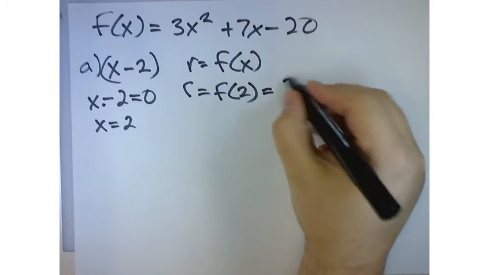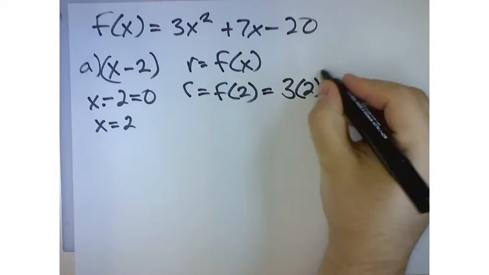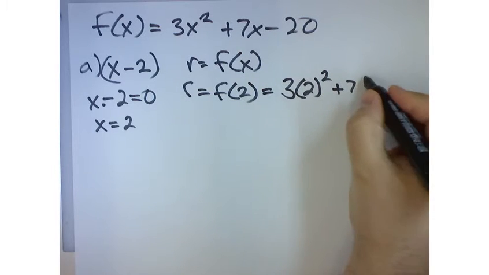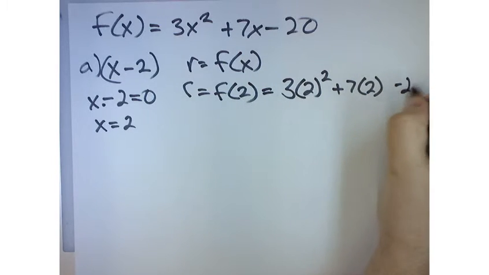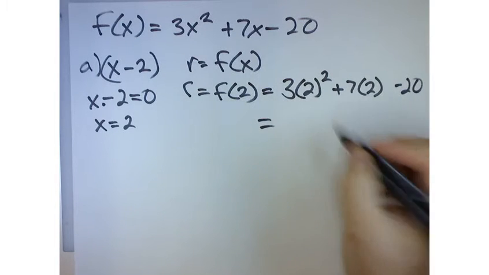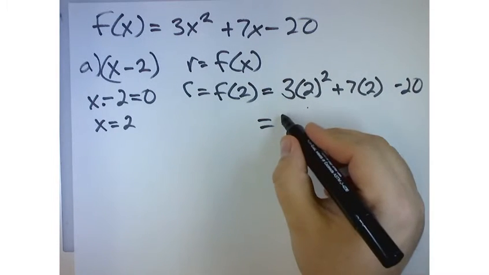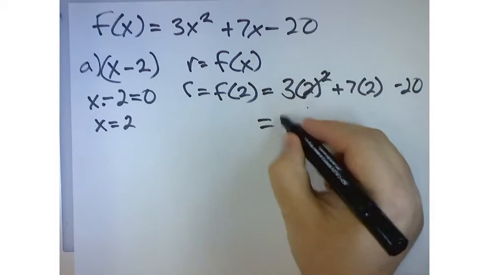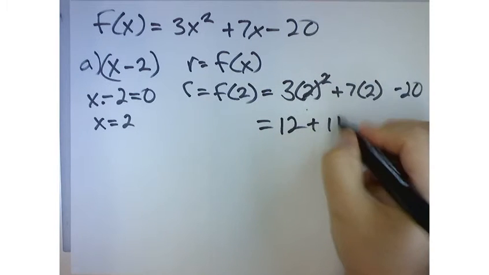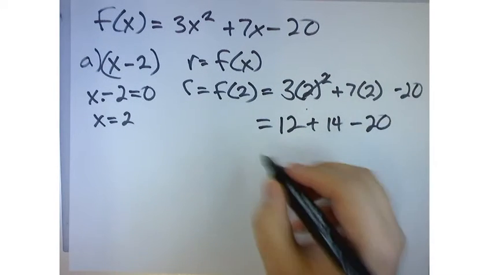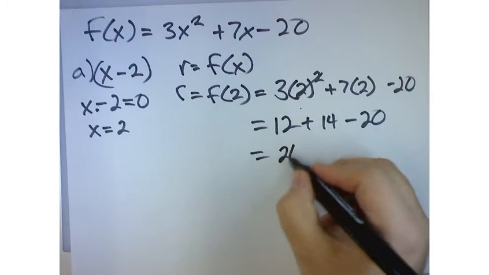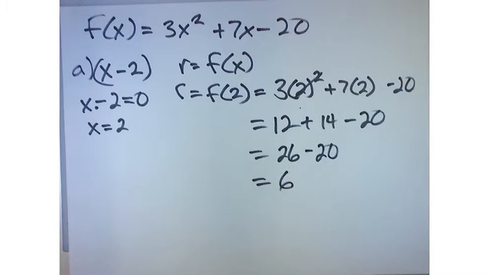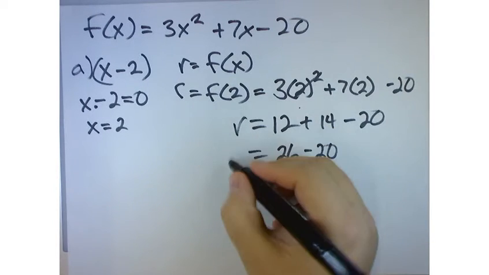So I would say 3 times 2 squared plus 7 times 2 minus 20. And so what we would end up with, in our next line, 2 squared is 4 times 3 is 12, plus 14 minus 20. So we have 26 minus 20, or we have 6. So what does that mean? That means that the remainder would be 6.